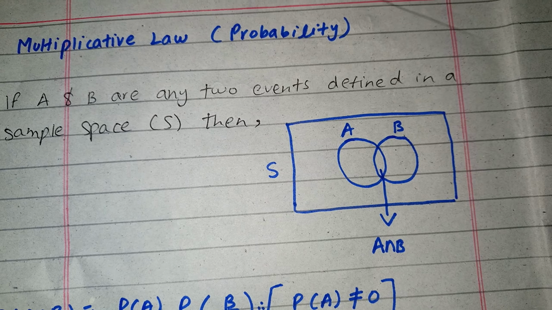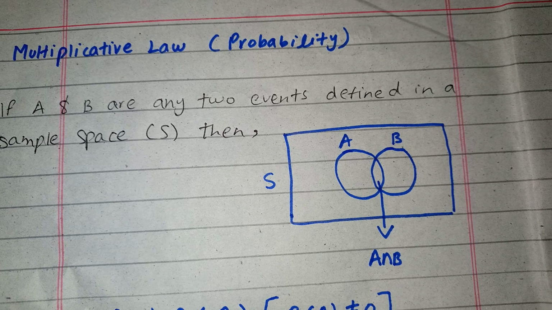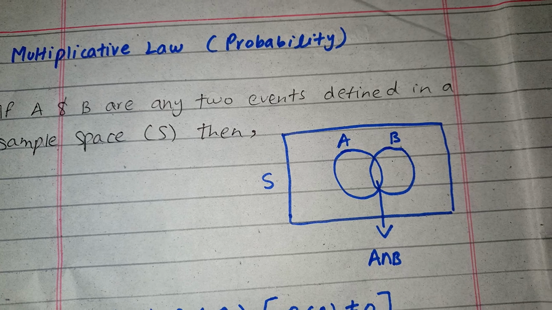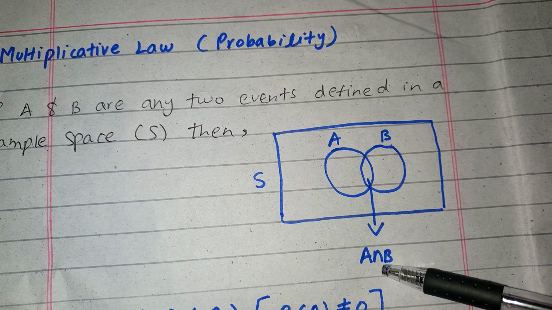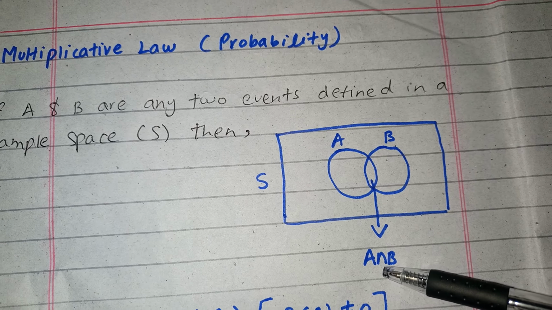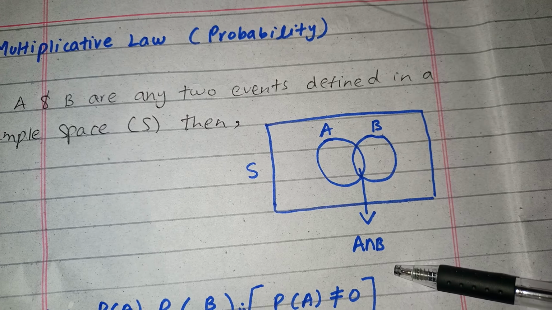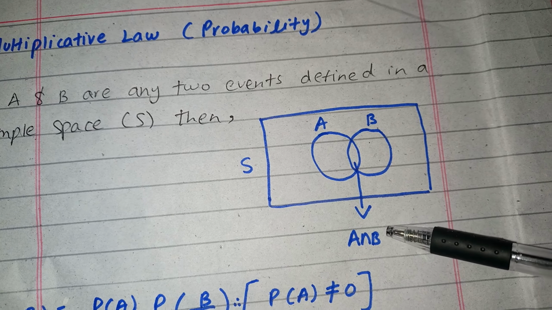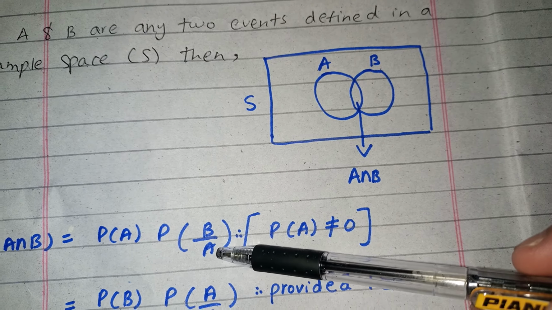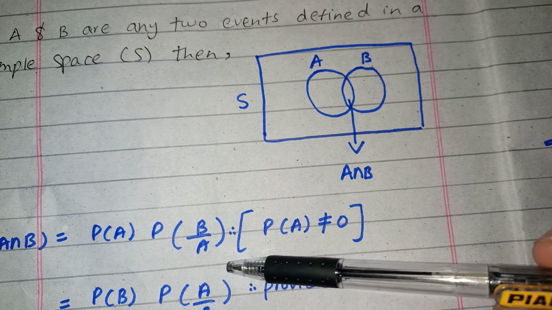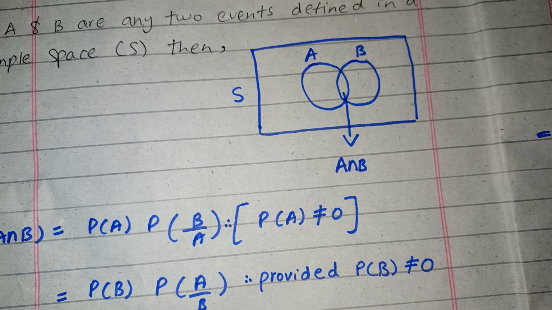Guys, today we're going to talk about the multiplicative law of probability. What's that? If A and B are any two events defined in a sample space, let's say this is A, this is B, and they have something in common, which is known as A intersection B. Then A intersection B is equal to probability of A times probability of B given A, in which probability of A is not equal to 0, because that would just give the whole as 0.